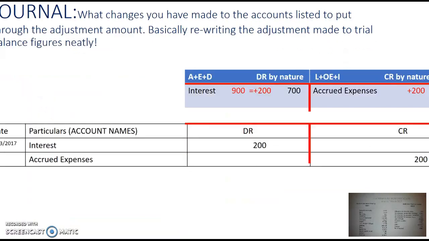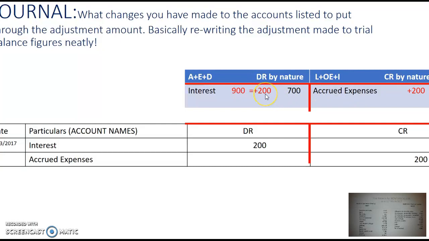Here is the journal. A journal is what changes you have made to the accounts listed to put through the adjustment amount. Basically, you're rewriting the adjustment made to the trial balance figures, but you're just doing it neatly. So you had on your trial balance, I don't know if you can remember that there, debit items this side, credit items were listed that side.